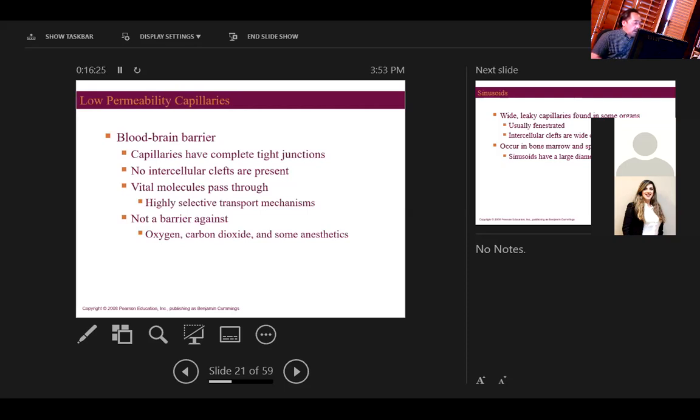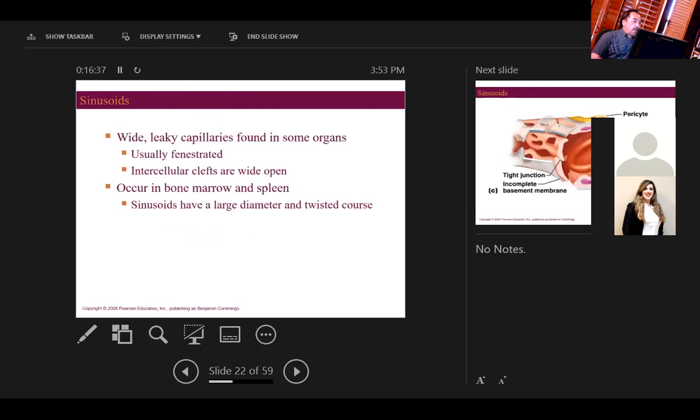Except that it doesn't have pores, so there's not a lot that you can actually diffuse out. I mean, not diffuse, but actually go through the fenestrations, because it doesn't have any fenestrations there. So now the other type is called sinusoids, and they're very leaky. Okay, they have a lot of clefts and fenestrations, and you see them in bone marrow and spleen.